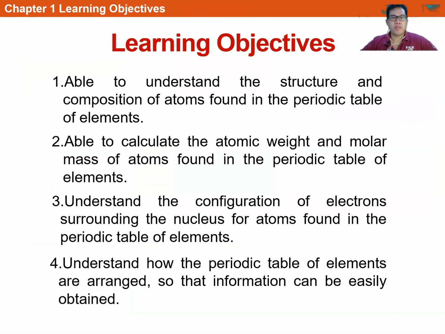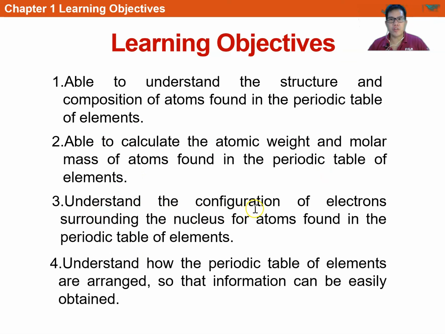The learning objective for this chapter is to understand the structure and composition of atoms found in the periodic table elements, and to calculate the atomic weights and molar mass of atoms found in the periodic table elements. This is very important. When you are in the food industry, you will surely need to calculate, because it can be reactions, or how much of the technical ingredients you need to use, and how much to react and so forth. This calculation is very important.